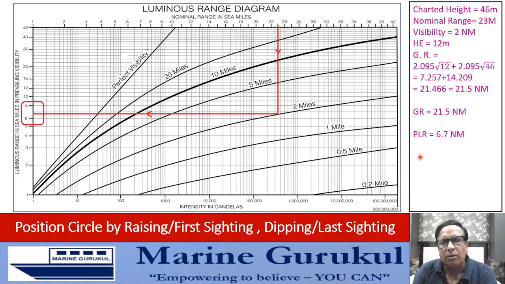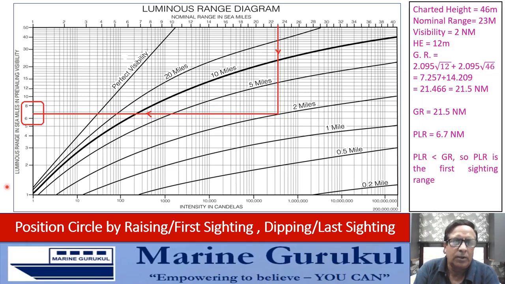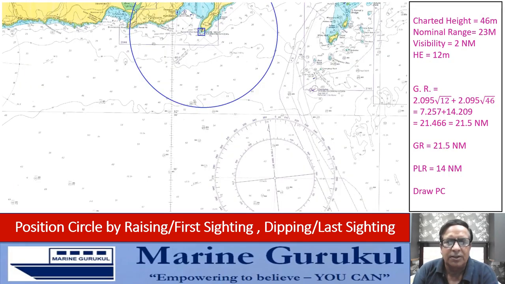So now we can draw a position circle with Hook Head light as the center and 6.7 nautical miles as the radius, and you can see this position circle on the chart. This is the position circle we get. Now as far as exams are concerned, sometimes they use the words first sighting, last sighting. Sometimes the terms used are raising and dipping. Please do not get entangled in the technicalities of the terms.